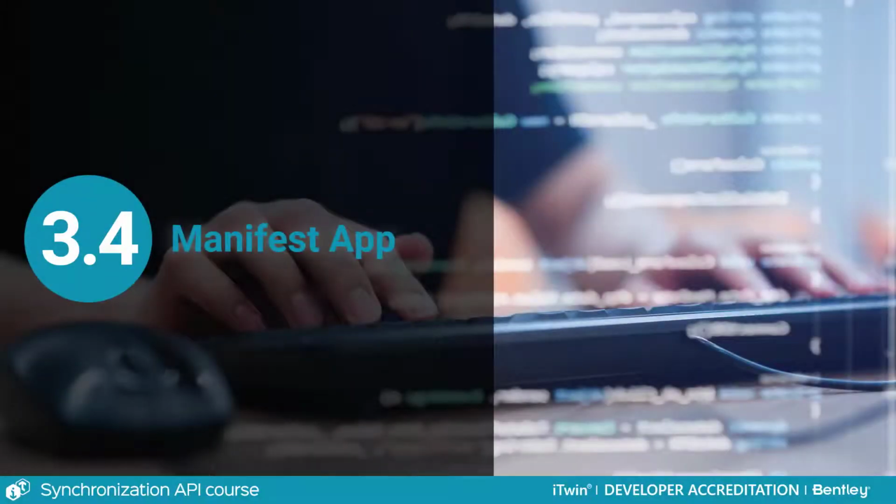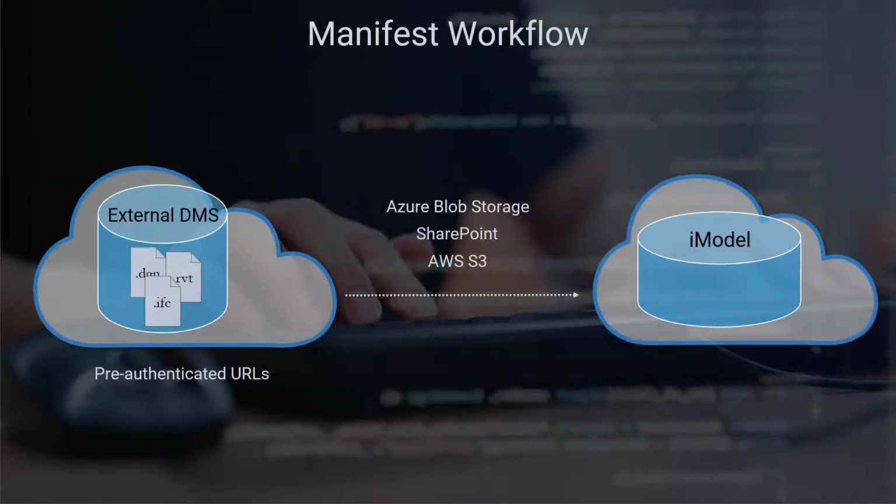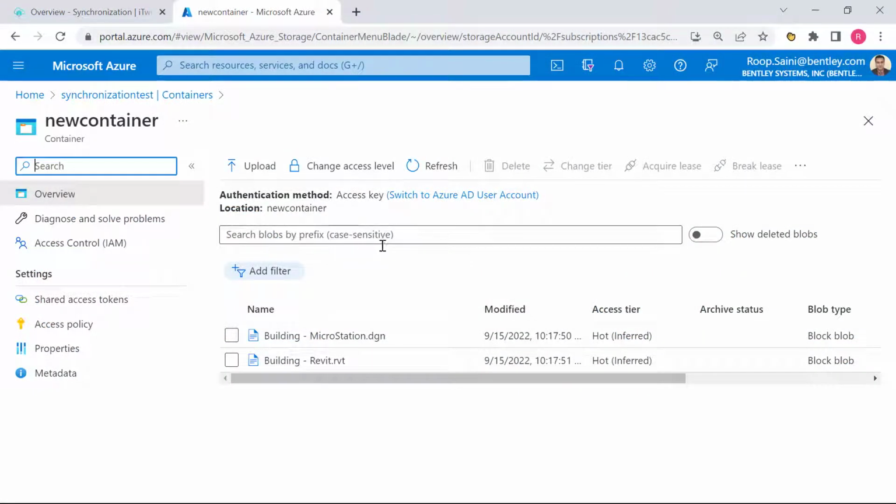All right, so next let's look into the manifest app. Now in this case, we won't be dragging and dropping and uploading any files. We'll have some files already in an external DMS, and we just have to connect the DMS with our application. So once again, we'll be using this Azure Blob Storage, and here are two files that we need to connect to the app. How do we do that?